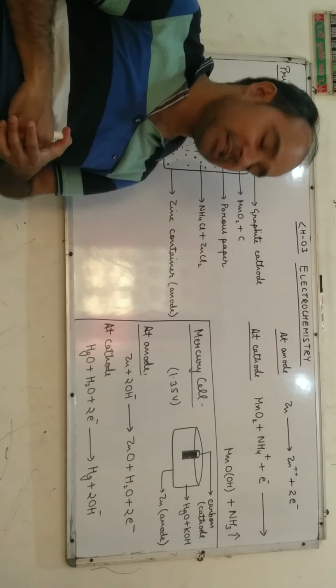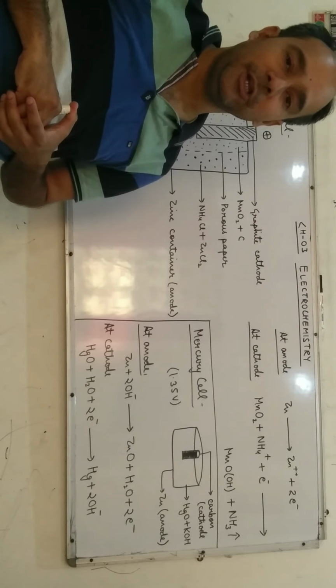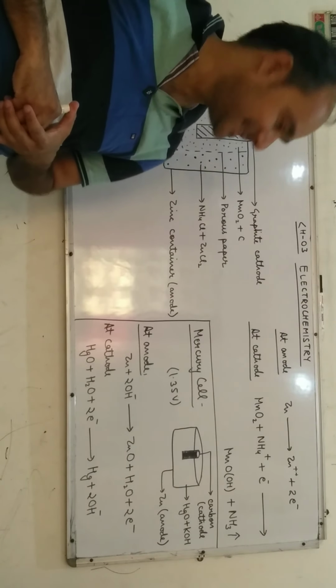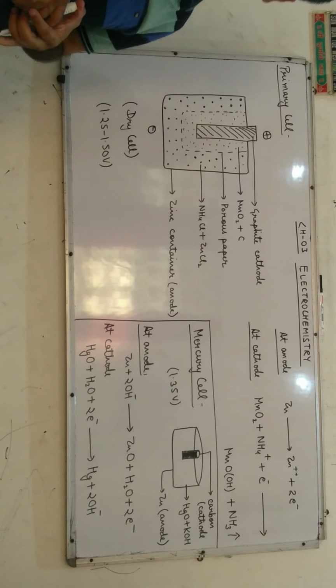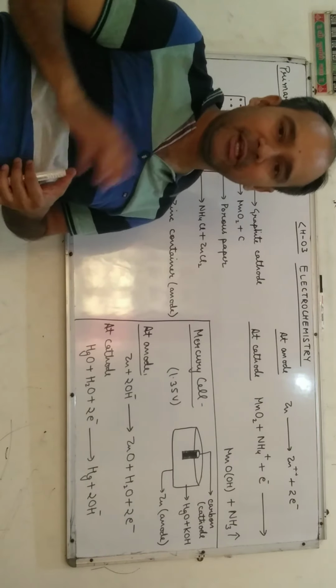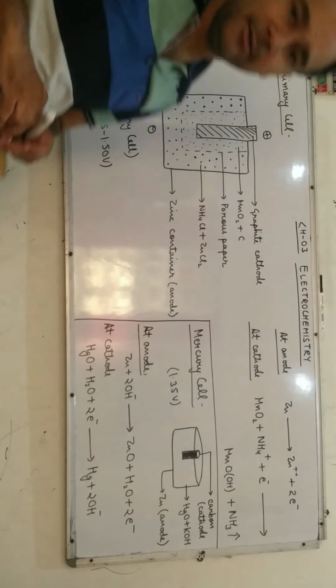One more question may be asked from this topic: why does the dry cell become dead after some time even when not in use? Since the acidic ammonium chloride present in dry cell corrodes the zinc container, therefore it vanishes after some time. Now let us consider secondary cell.